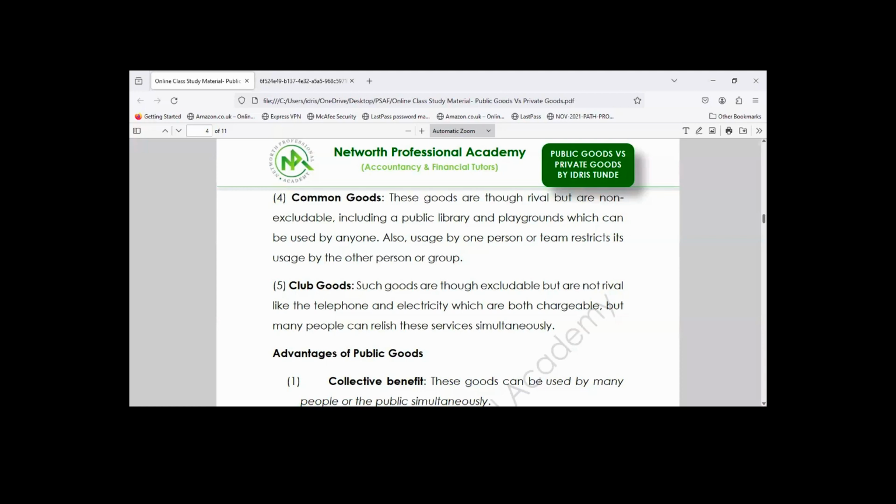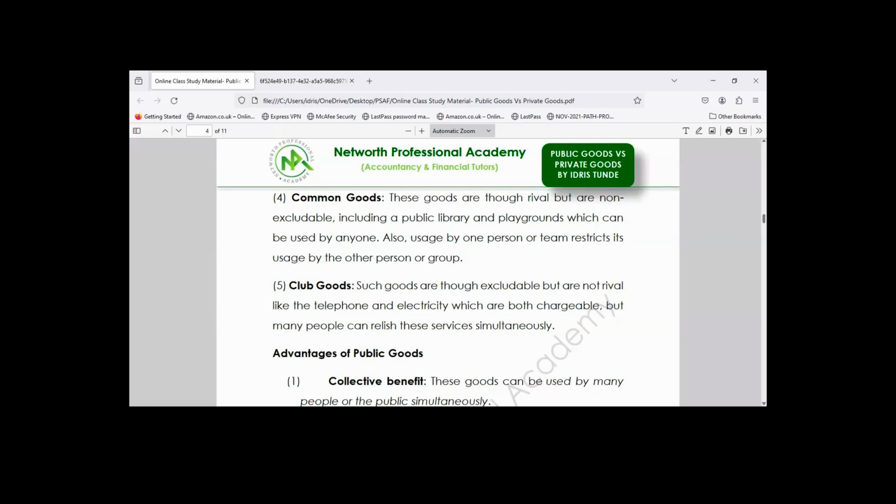Assuming the library has 100 seats for readers. Once all 100 seats are occupied, if another person comes to read in the public library, they will wait outside, waiting for anybody who has finished reading to come out before they can enter. Playgrounds too. All these public playgrounds have a limited capacity they can contain. Once the limited capacity is full, they will say, wait, let others come out before you can enter.